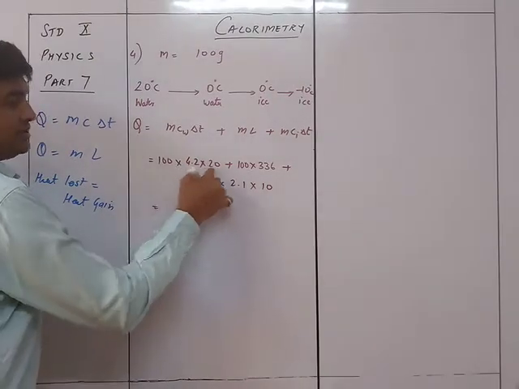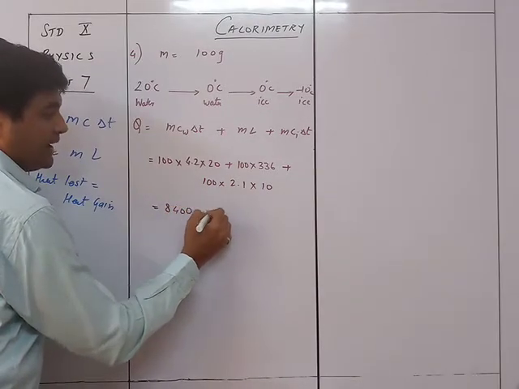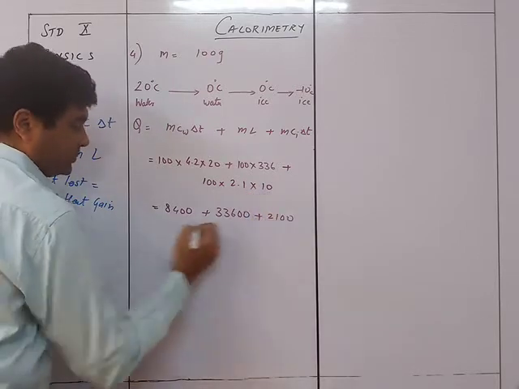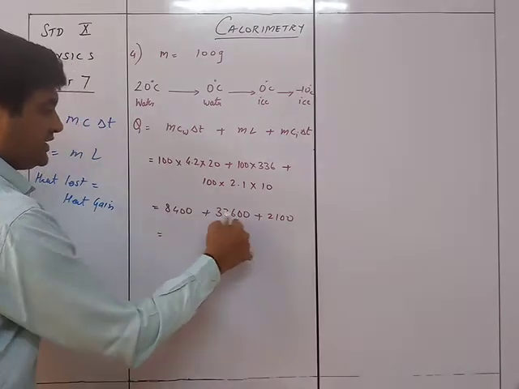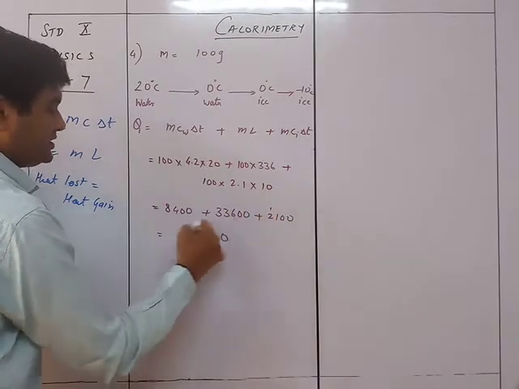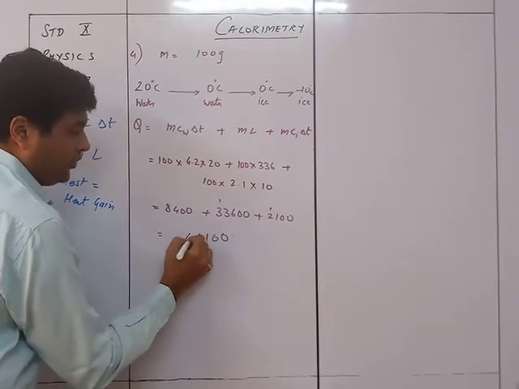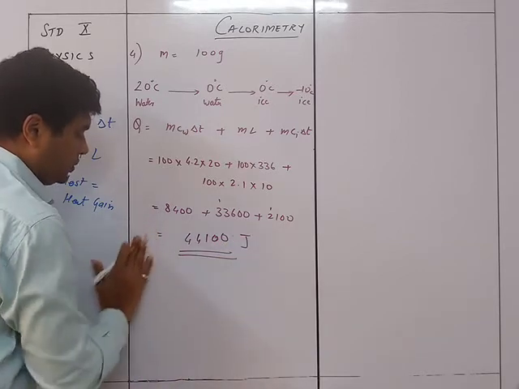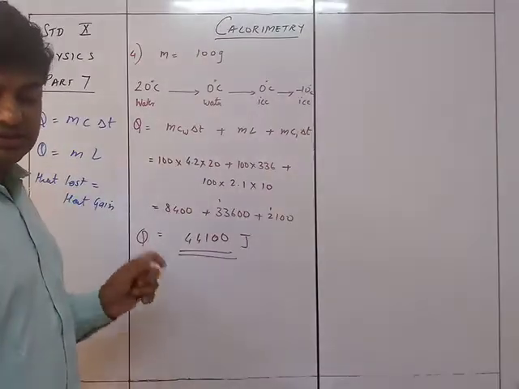So this gives you, this is nothing but 84, so 8400, plus 33600, plus this will be 21, so 2100. Accordingly, adding these up, the Q, that is the heat required, will be 44,100 joules. So this is the amount of heat energy which is required.